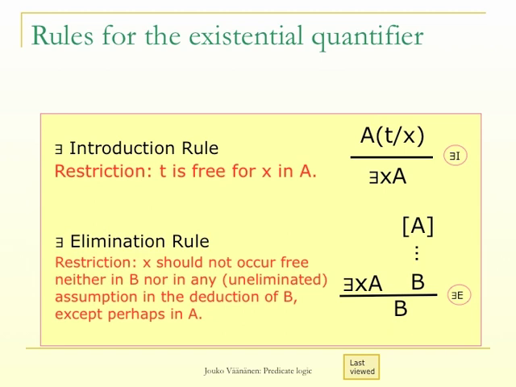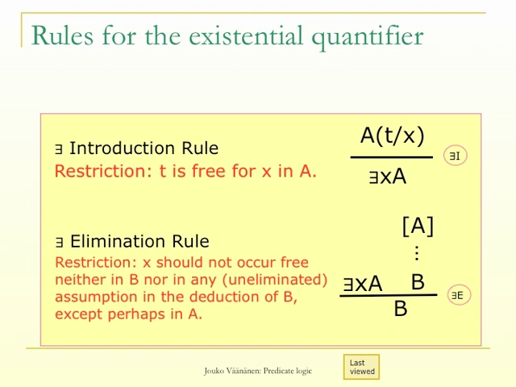The elimination and introduction rules for the existential quantifier are: the exists introduction rule. From A[t/x] we can conclude ∃x A, and there's a restriction: t has to be free for x in A. So this is the exists introduction rule.